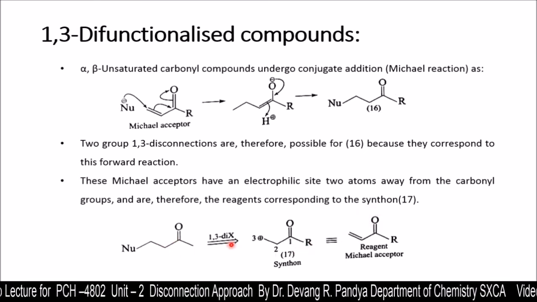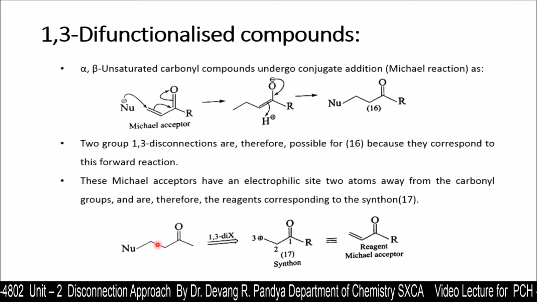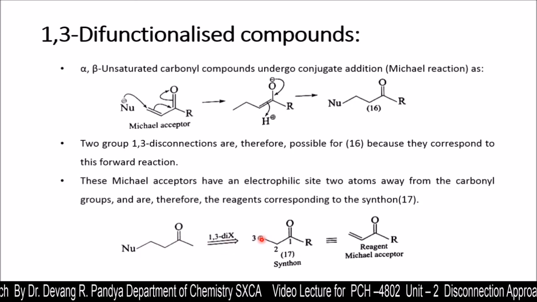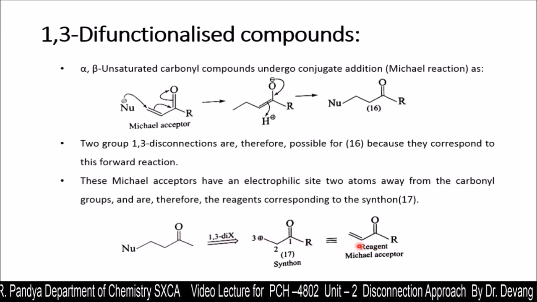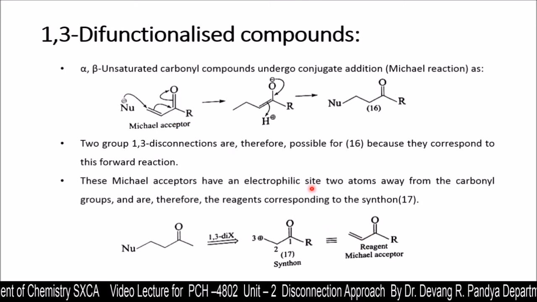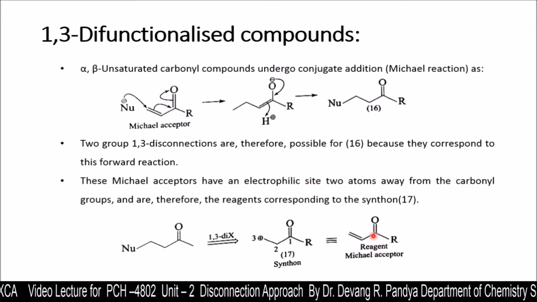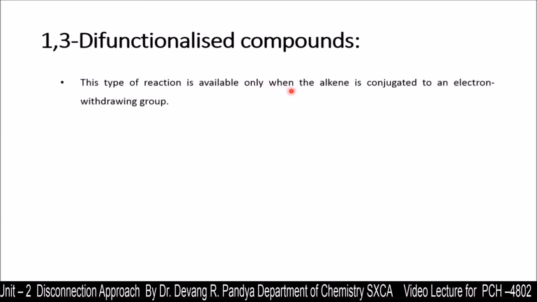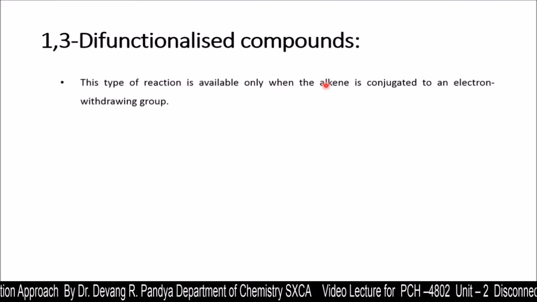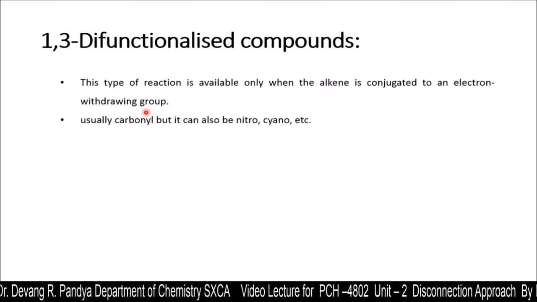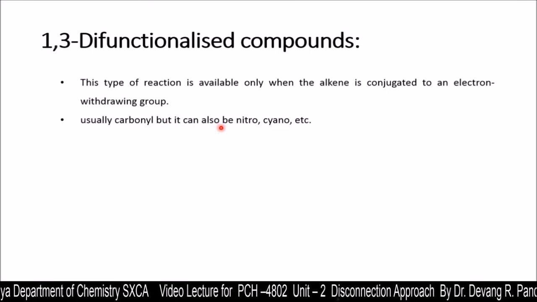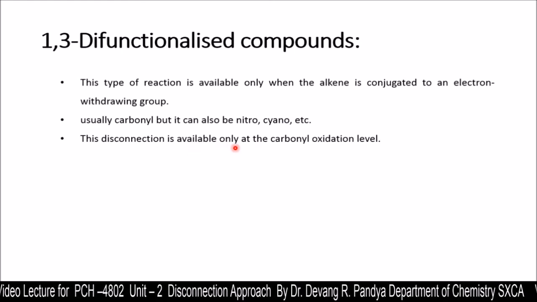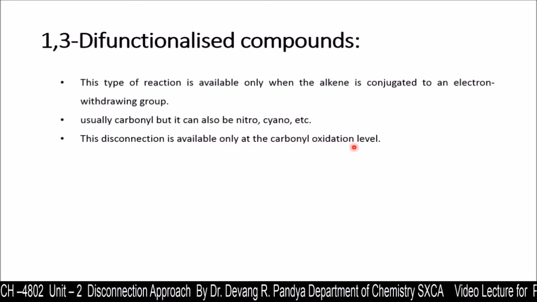So here you can see this 1,3-diX, carbon 1, 2 and 3, and then here we are going to put this connection. So the positive charge would be there, and the synthetic equivalent would be our Michael acceptor type of reagent. This type of reaction is available only when the alkene is conjugated to an electron-withdrawing group, usually carbonyl, but it can also be nitro or cyano, etc. This disconnection is available only at the carbonyl oxidation level.